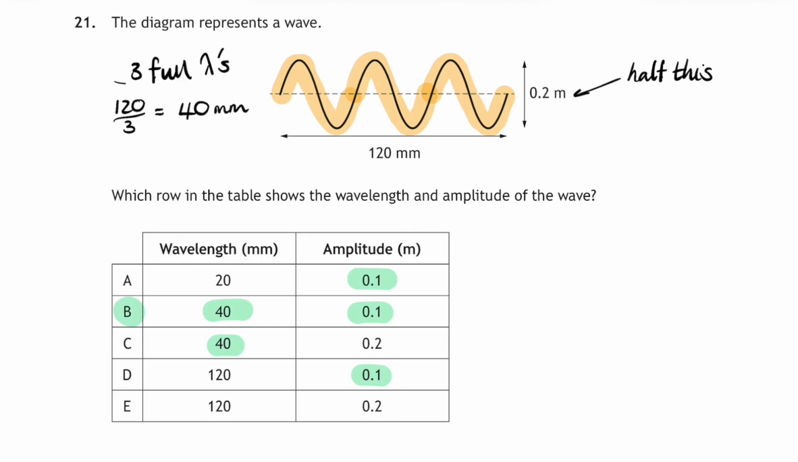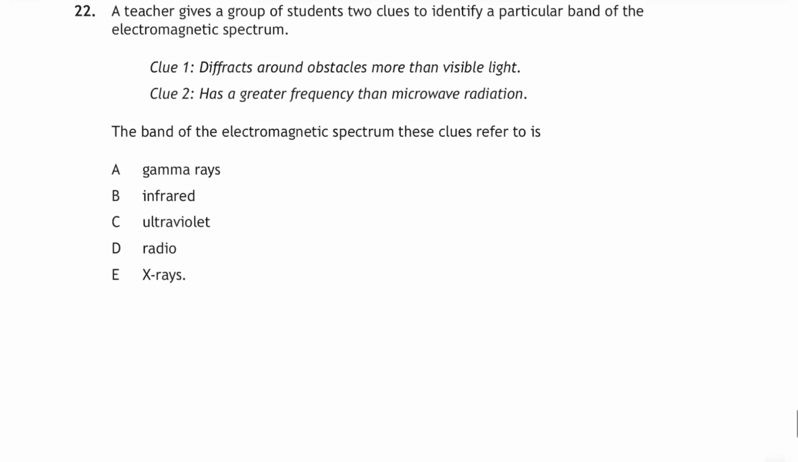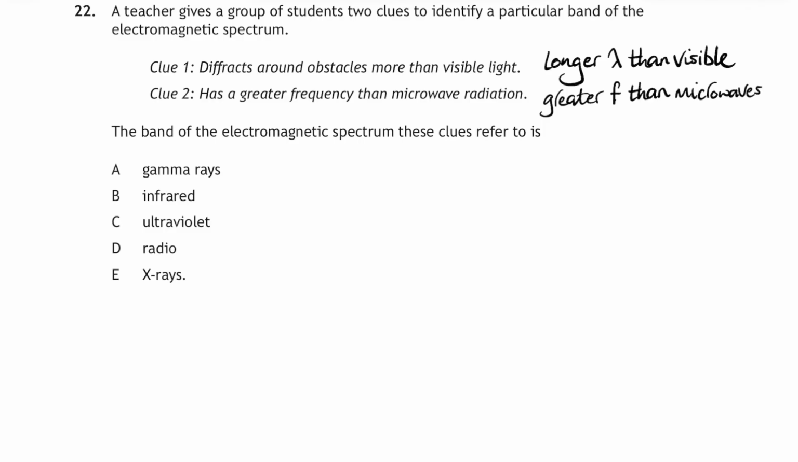That's 21B. Question 22. A teacher gives a group of students 2 clues to identify a particular band of the electromagnetic spectrum. And clue 1 says diffracts around obstacles more than visible light. So it must have a longer wavelength than visible light, because longer wavelengths diffract more than shorter wavelengths. And clue 2 says has a greater frequency than microwave radiation.